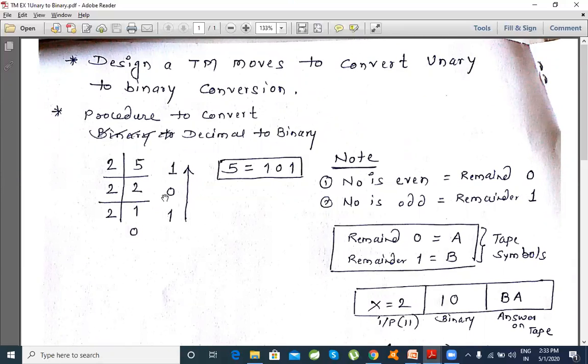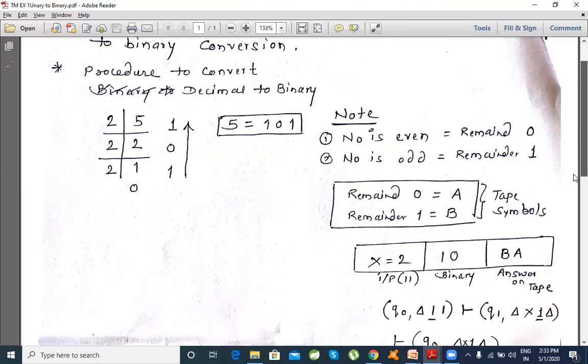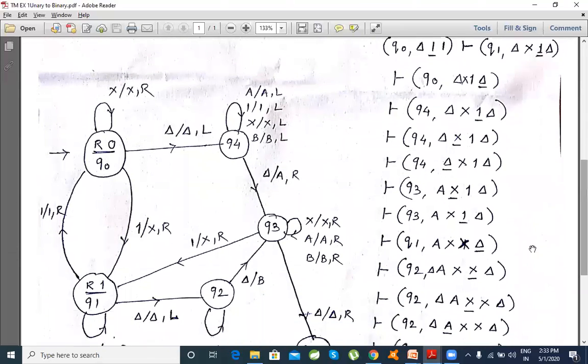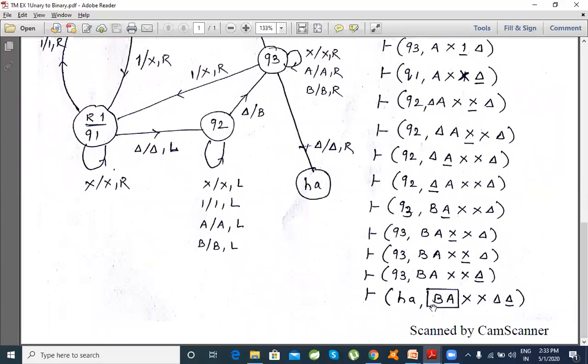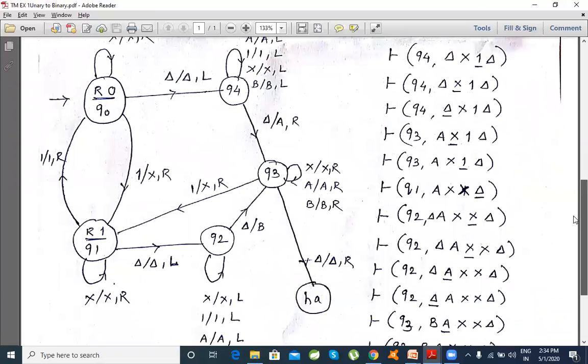Now what is next is the remainder. The remainder would be either 0 or 1. For 0, the answer would be A, and if the remainder is 1, the answer would be B. And we read this in reverse order. That's why the answers are written by moving from left to right to the blank cell. So I'm writing it in reverse order. So when you stop, I can read the answer from left to right. The answer is rightly available on the tape. I hope you understand what I'm saying.